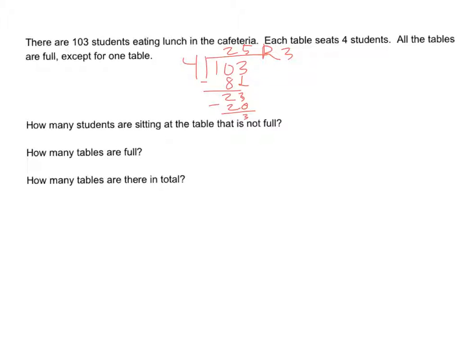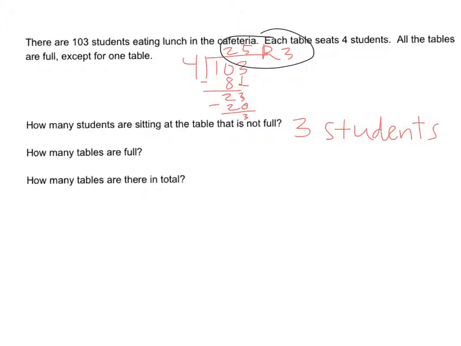Okay, went ahead and divided on this problem 103 students eating lunch divided by 4 seats per table. And I got 25 remainder 3. So let's take a look at the questions next. How many students are sitting at the table which is not full? And that's going to be where we look at our remainder. And so that means that 3 students are sitting at that table that is not full.